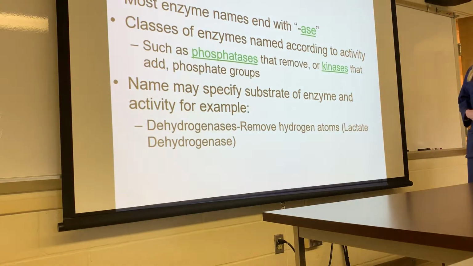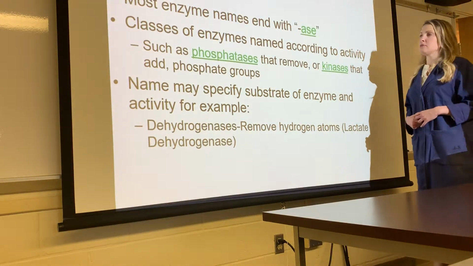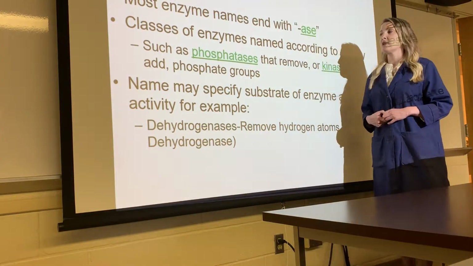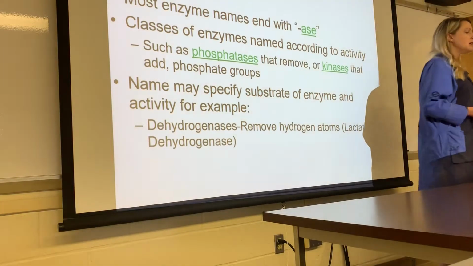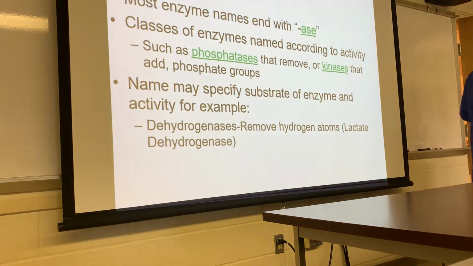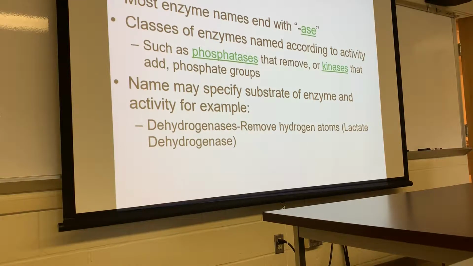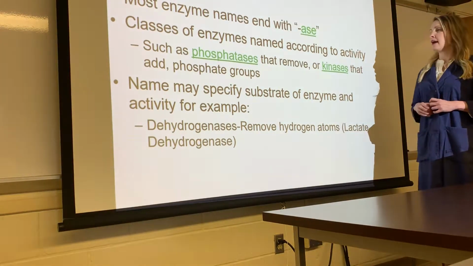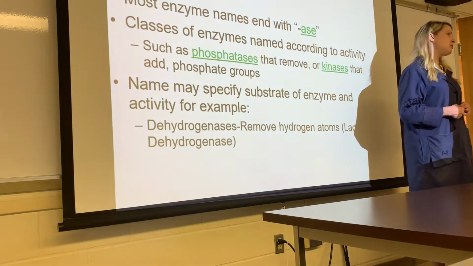So ASE is an ending for enzymes, and in general, we'll see the word phosphatase. For example, phosphatases, there are different ones. Phosphatases in general remove phosphate groups from molecules. Kinases add phosphate groups. So if you see that.